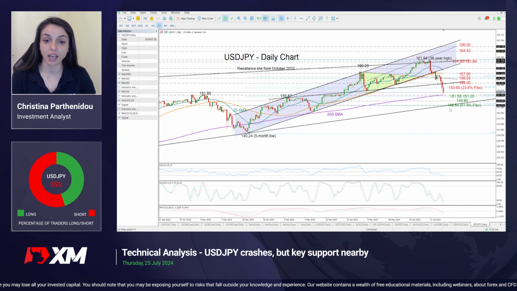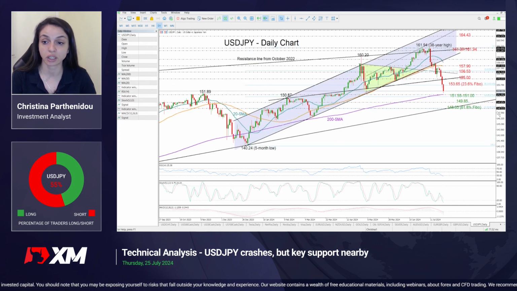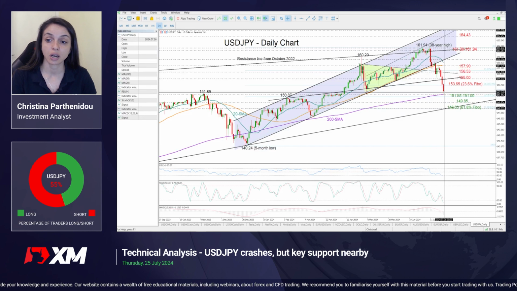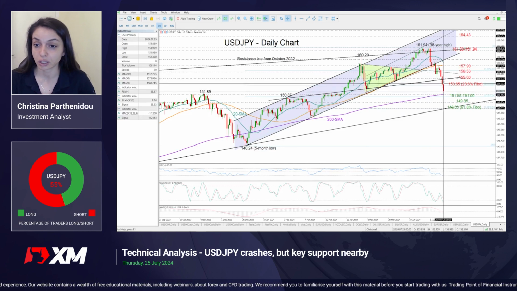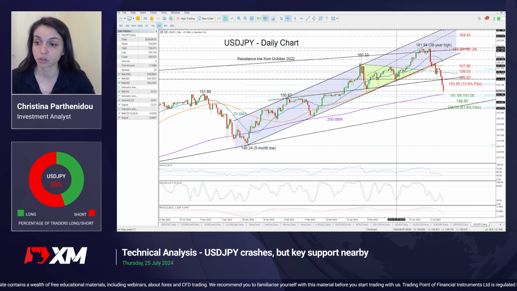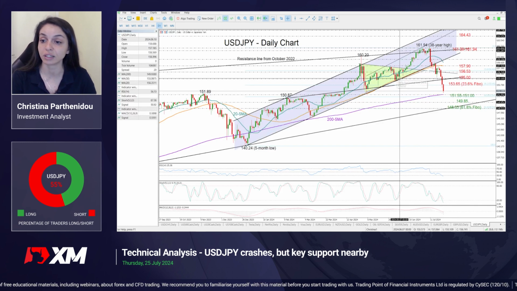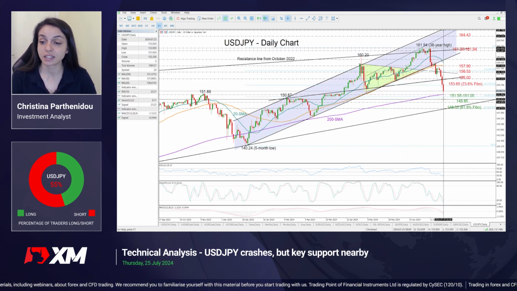So let's have first a look at what happened in dollar yen. As you can see from the chart, dollar yen has broken out of this bullish channel and continued to trend lower, confirming a bearish trend reversal after falling below its previous low around the 155 level. The pair is facing another negative day today.